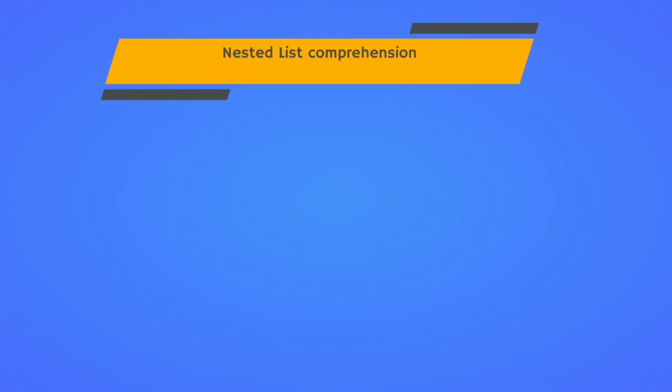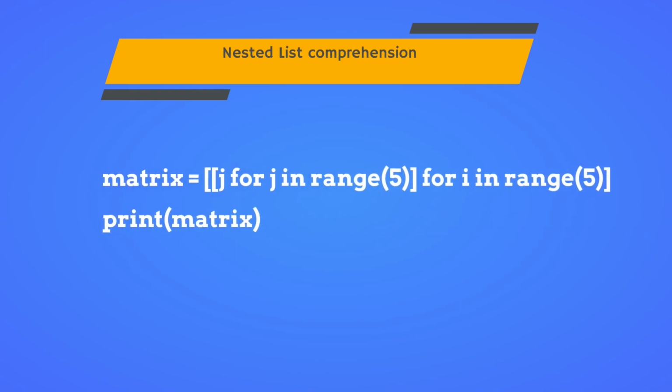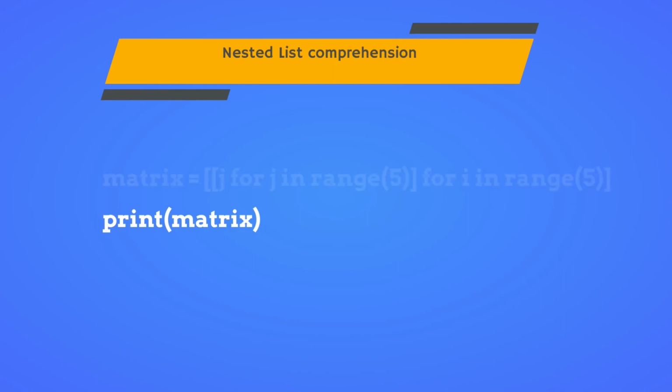Nested list comprehensions are nothing but a list comprehension within another list comprehension, which is quite similar to nested for loops. Let's take a look at an example to understand what nested list comprehensions can do. And the following code's output is.